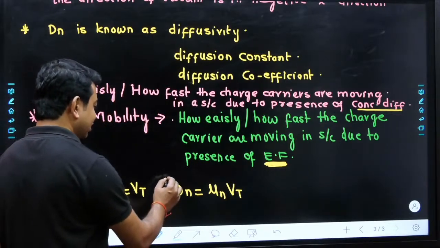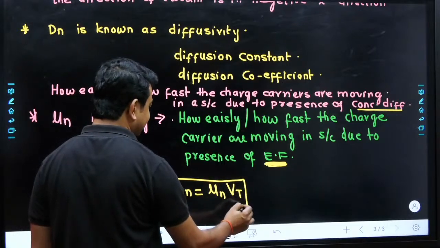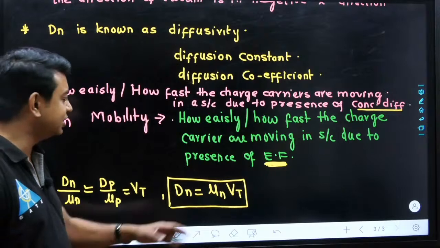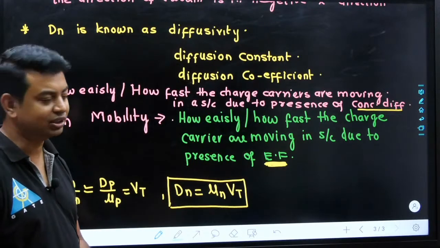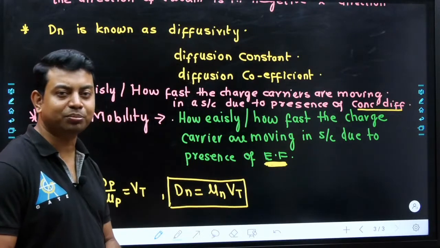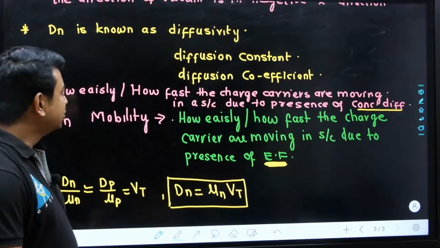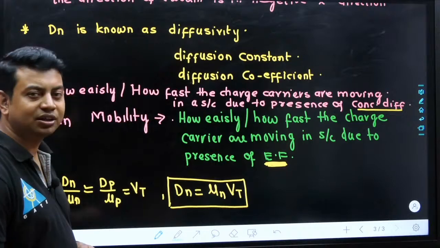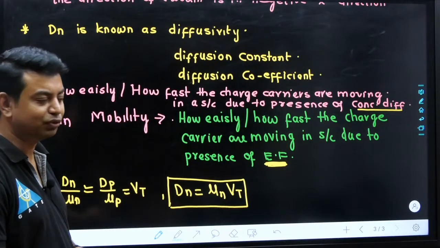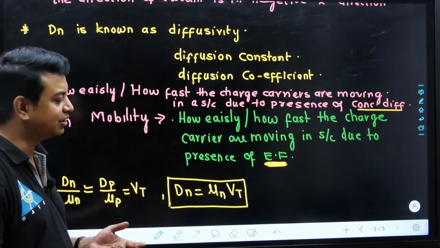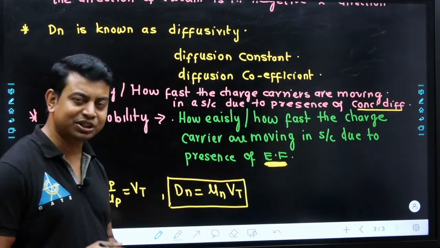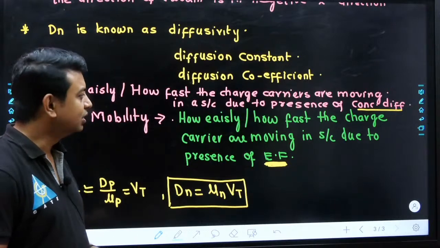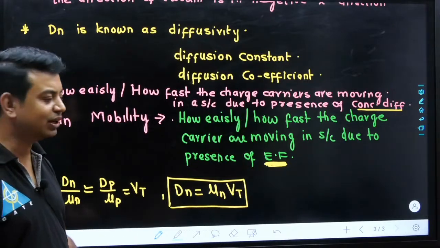So, this one is the formula by which we can connect this Dn with mobility and the energy, or we can say the voltage. This is known as the volt equivalent of temperature, Vt. So, I think I have given so many things right now. Understand the concept behind this diffusion constant and diffusivity, and in addition to that we have connected it with the signs also. The sign means the negative and positive sign.